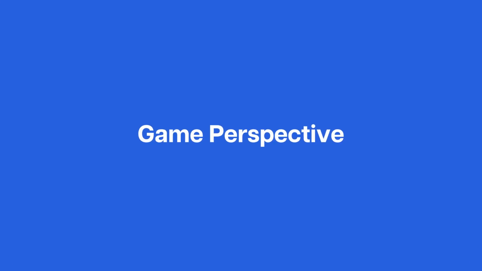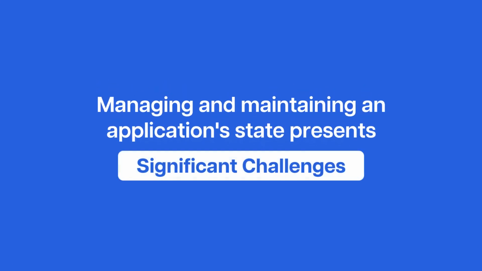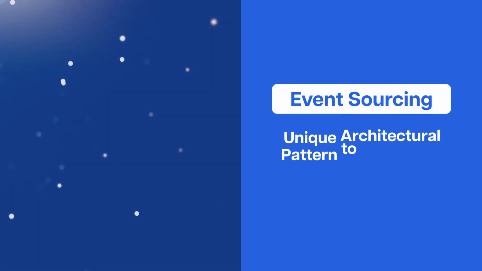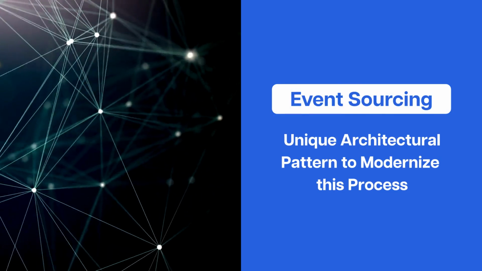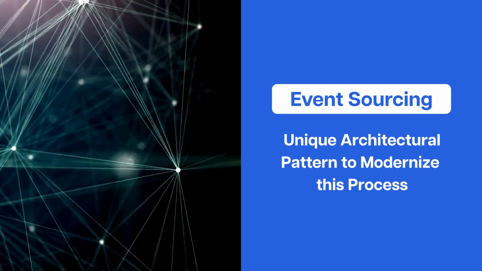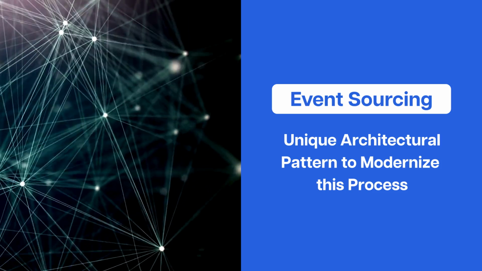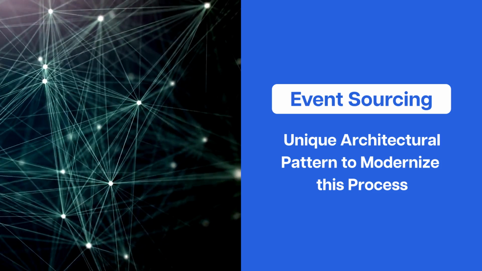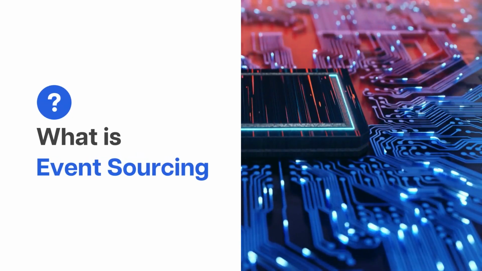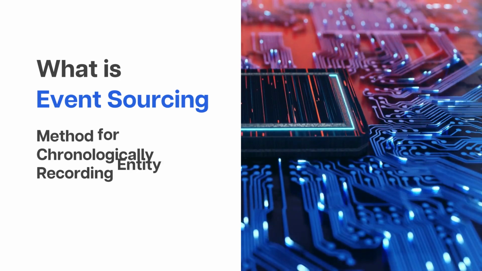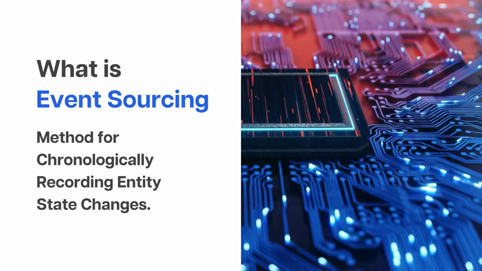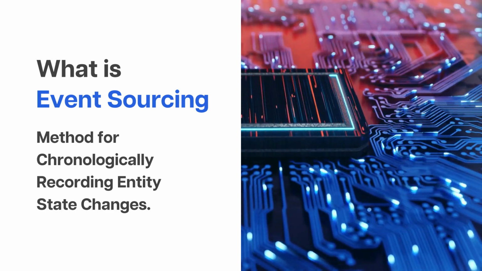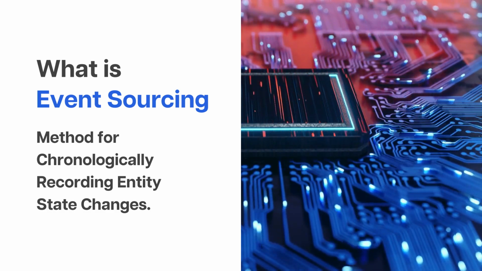In the dynamic world of software development, managing and maintaining an application's state presents significant challenges. Event sourcing, a unique architectural pattern, enters the picture to modernize this process, providing a solid foundation for understanding not just where the system is, but also how it got there, dramatically increasing transparency and traceability. Event sourcing is an architectural technique that records changes in an entity's state via a chronological sequence of events. This technique differs from standard approaches in that it emphasizes the chain of events that led to that state rather than the current state itself.